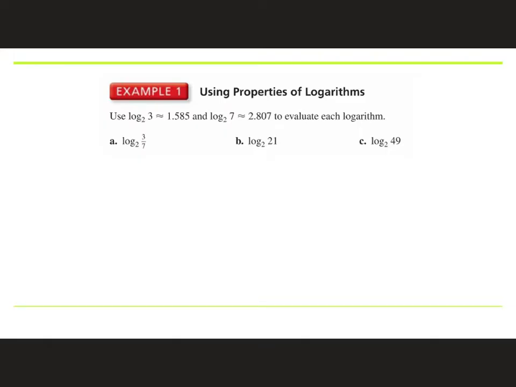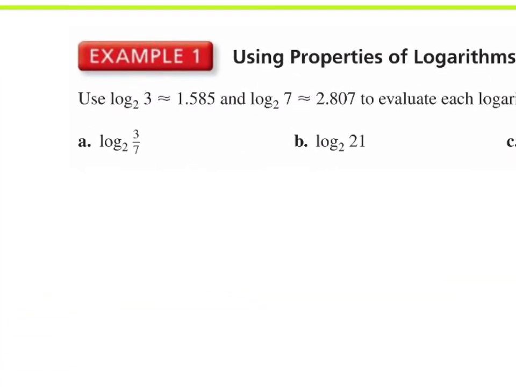So let's practice. We need to use this information that's given to us. We have log base 2 of 3 is about 1.585, and log base 2 of 7 is about 2.807. So we want to break this up into log base 2 of 3 and log base 2 of 7. So how can we break this up? It's not log base 2 of 3 over 7. We want to separate it so we only have in our equation log base 2 of 3 or log base 2 of 7. How can we break this up?